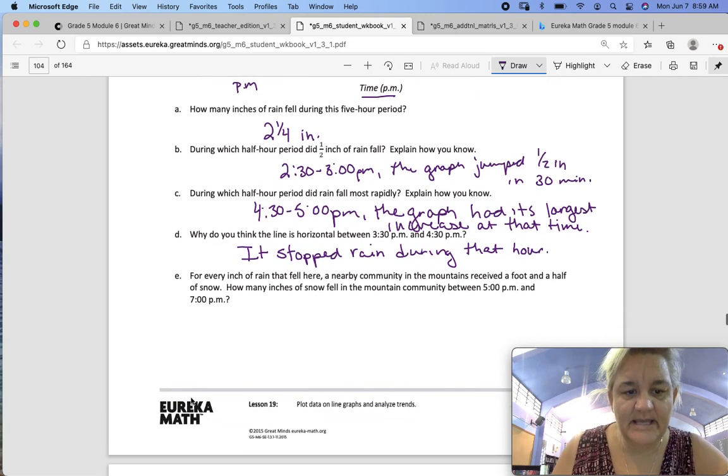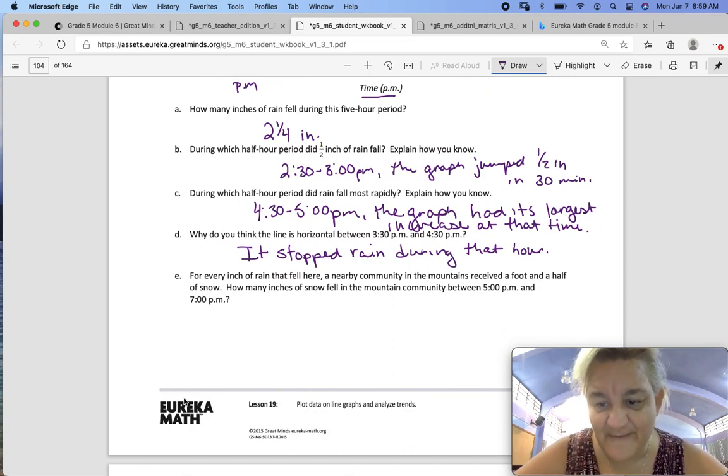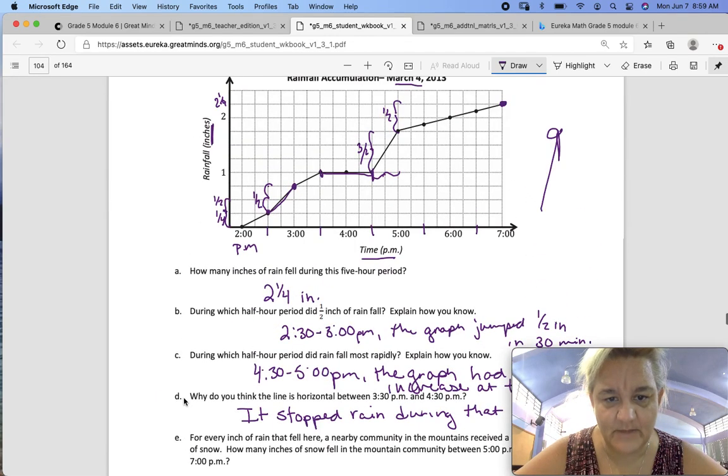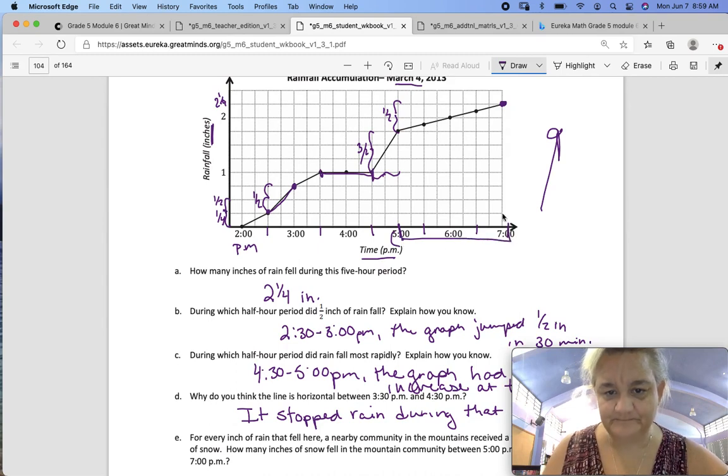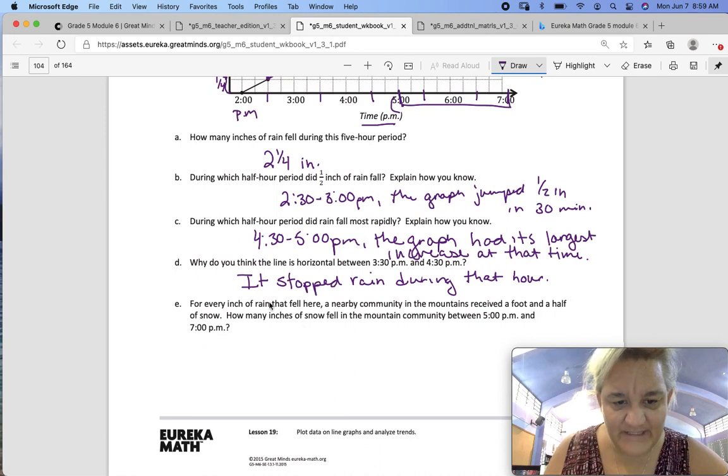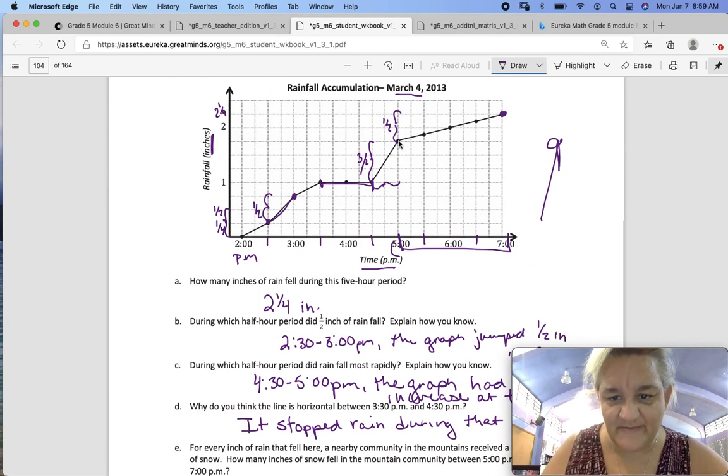Okay. For every inch of rain that fell here, a nearby community in the mountains received 1.5 feet of snow. It's colder in the mountains, so the rain turned into snow. How many inches of snow fell in the mountain community between 5 and 7 p.m.? Okay, so 5 to 7 would be from here to here, and we are going to look at this increase. So we're only going to look between 5 and 7.